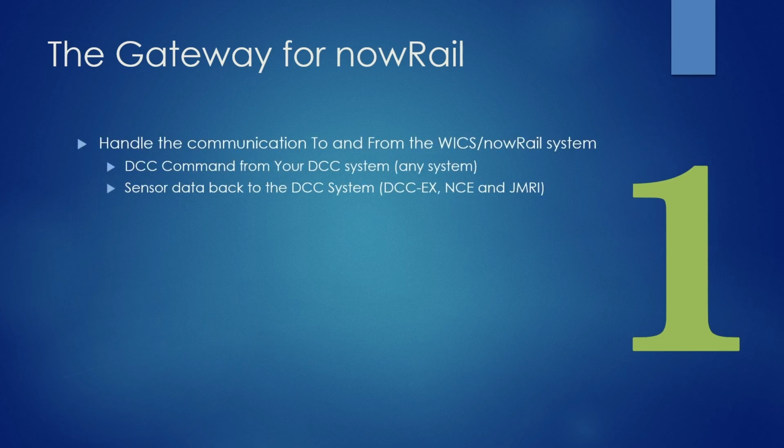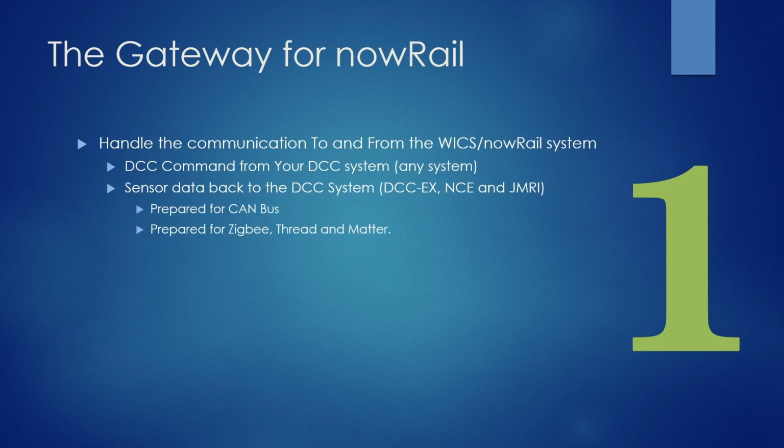As you can guess from its name, this is the board responsible for the communication to and from the WICS nowRail system, receiving DCC commands from your command station and sending back DCC data from sensors. All DCC systems can send DCC commands to the gateway, but only DCC-EX, NCE, CAB bus, and JMRI can receive DCC data from the gateway.